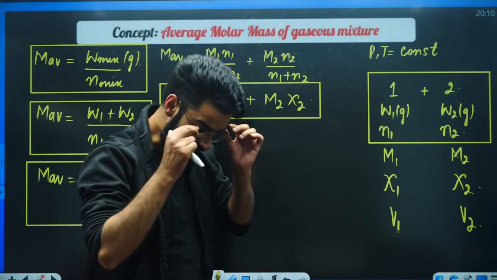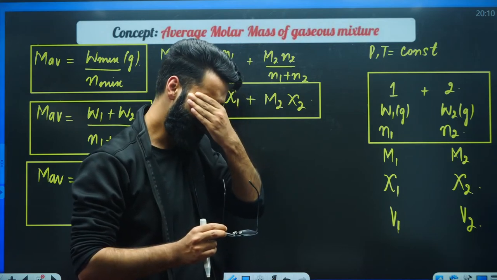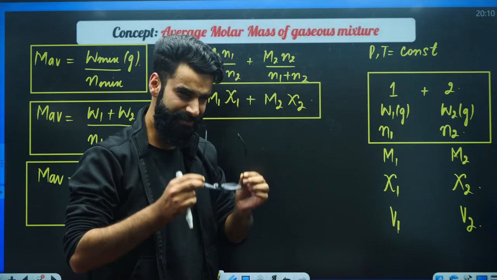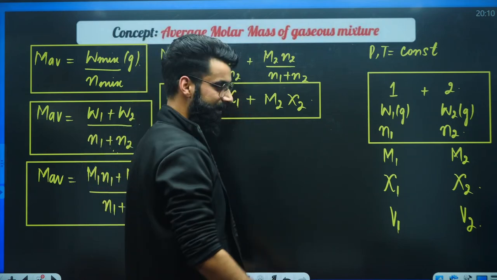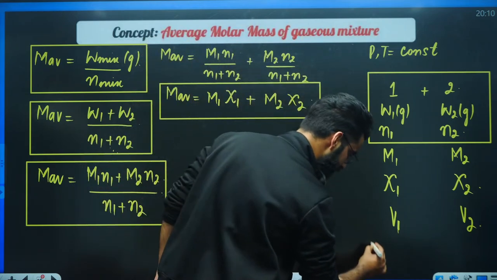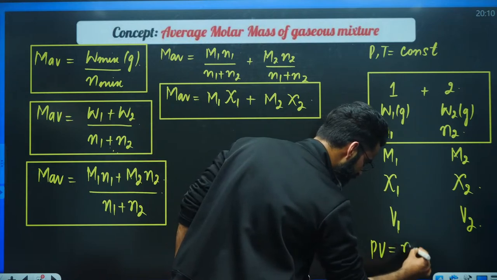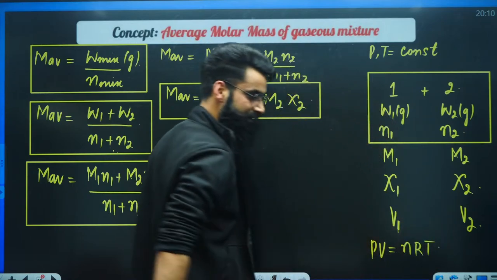Have you studied the ideal gas equation ever? You would have, I'm sure. What is the ideal gas equation all about? PV is equal to nRT, right? PV is equal to nRT. This is the ideal gas equation.